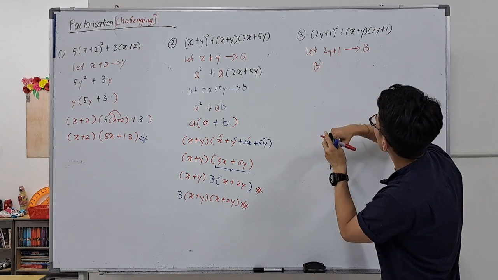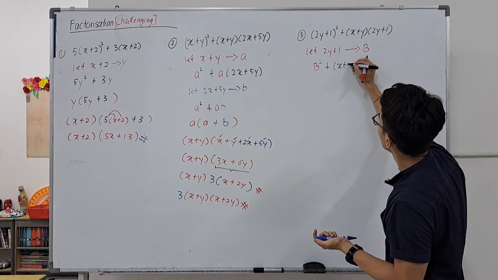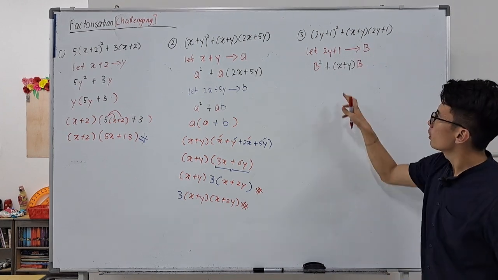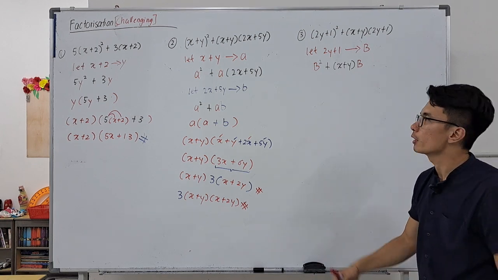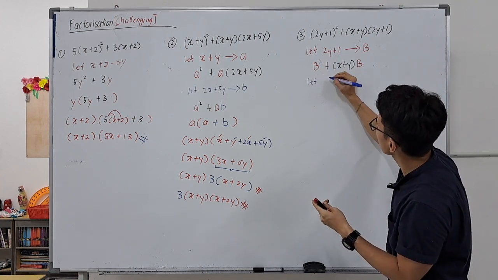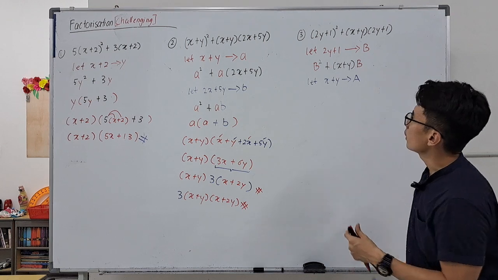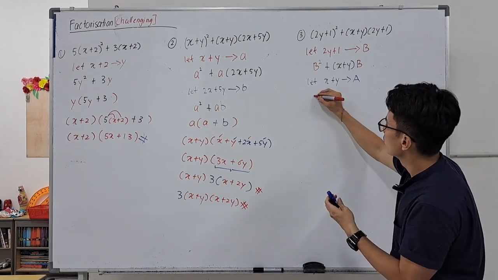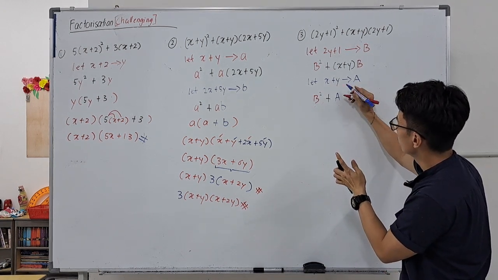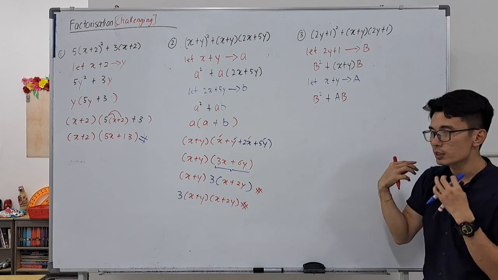I can rewrite this as b squared plus, all right? So x plus y, that's just x plus y. And this guy, that's going to give me another b, all right? So same thing over here. You can actually straight factorize this out, all right? But if you're confused with this, I would suggest to do another one. You can say let x plus y become a, okay? So I can rewrite this as b squared plus a and b, right? I have changed this expression into something simpler, which is easier for my eyes.